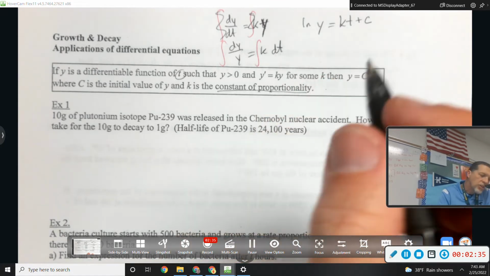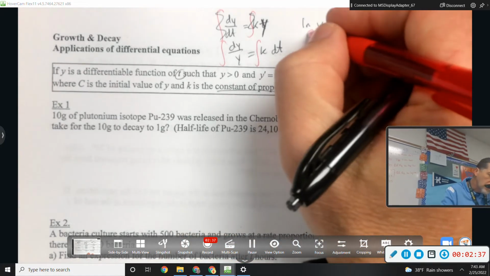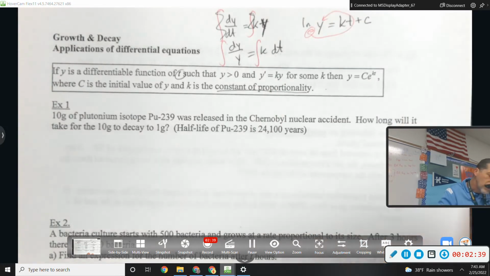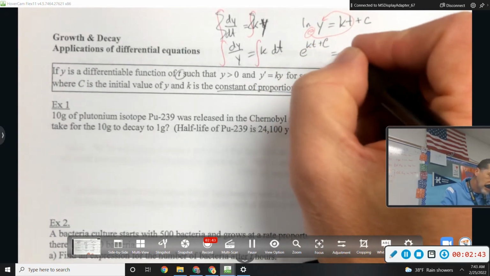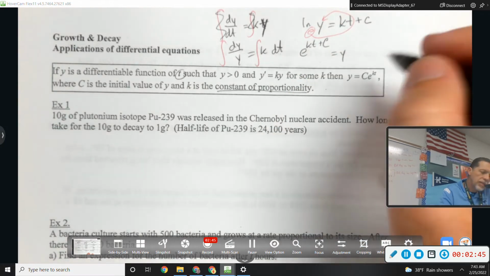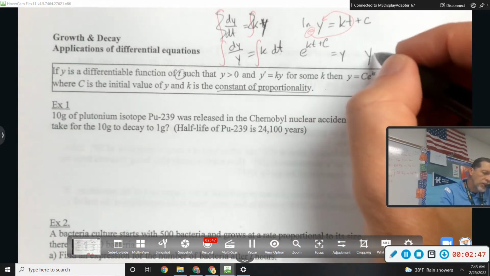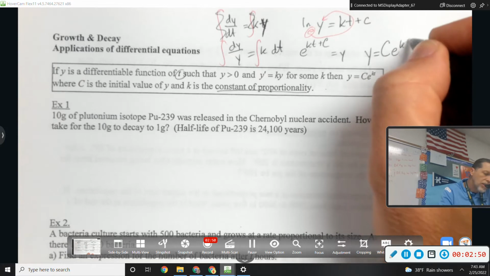Then we do the fishhook thing. Right, there's a base of e. We fishhook it around. e to the kt plus c equals y. And then we do that little c trick. y equals C e to the kt.